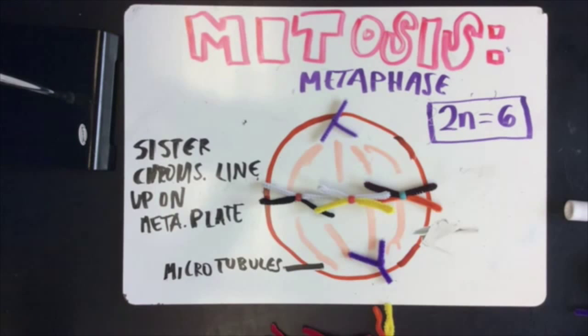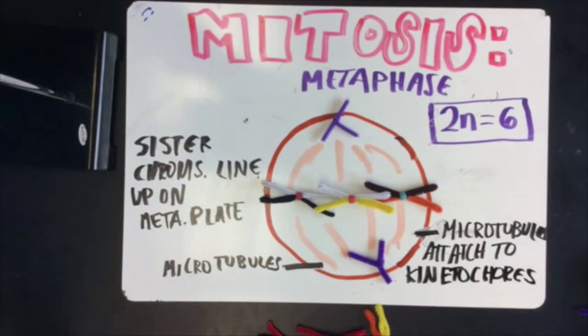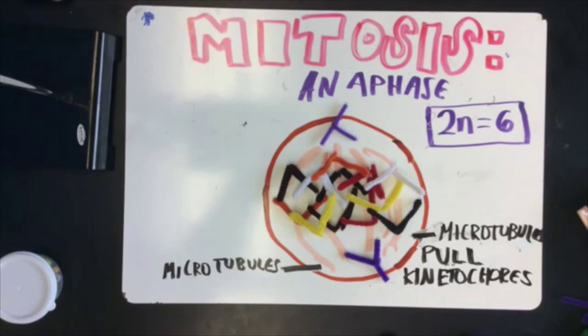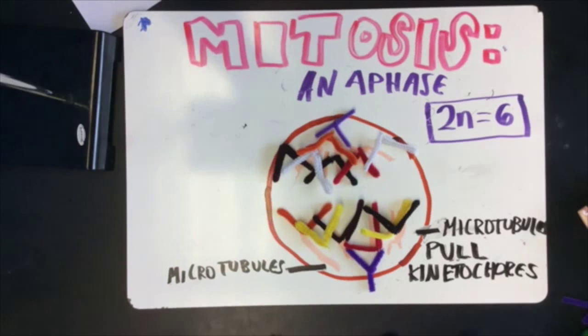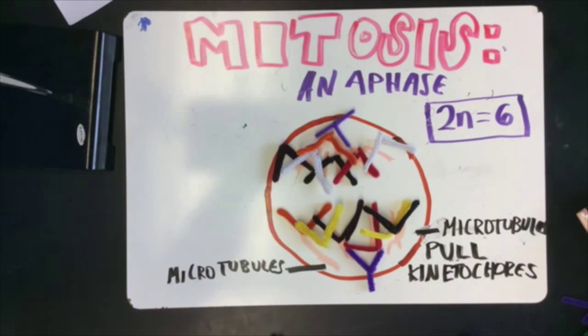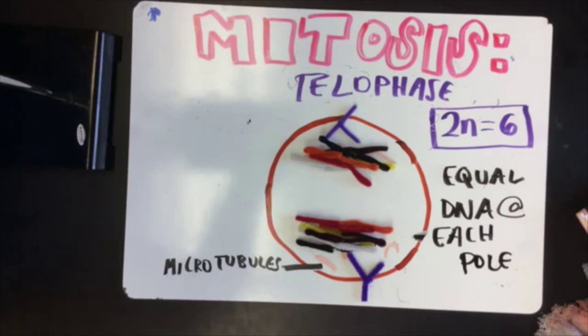In metaphase, centrosomes are now at opposite poles of the cell, and chromosomes, centromeres line up on the metaphase plate. Microtubules attach to the kinetochores. In anaphase, the kinetochore microtubules shorten, so two daughter chromosomes are pulled to opposite poles of the cell, and the cell elongates. In telophase, there are equal chromosomes at each pole.